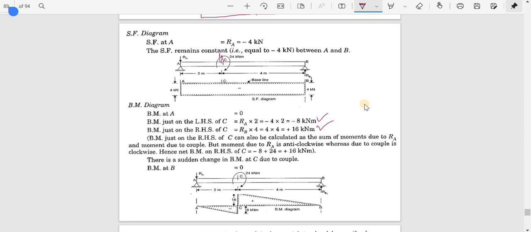Therefore, we take the LHS and the RHS, because here at C a moment is acting. Since a moment is acting, there will be 2 bending moments. In all other problems, at a single point there will be only one bending moment. Since at C there are 2 bending moments, that's the reason why I am taking the LHS and the RHS. So substituting the values, here RA is in the downward side, therefore it will be negative. The other one will be positive.